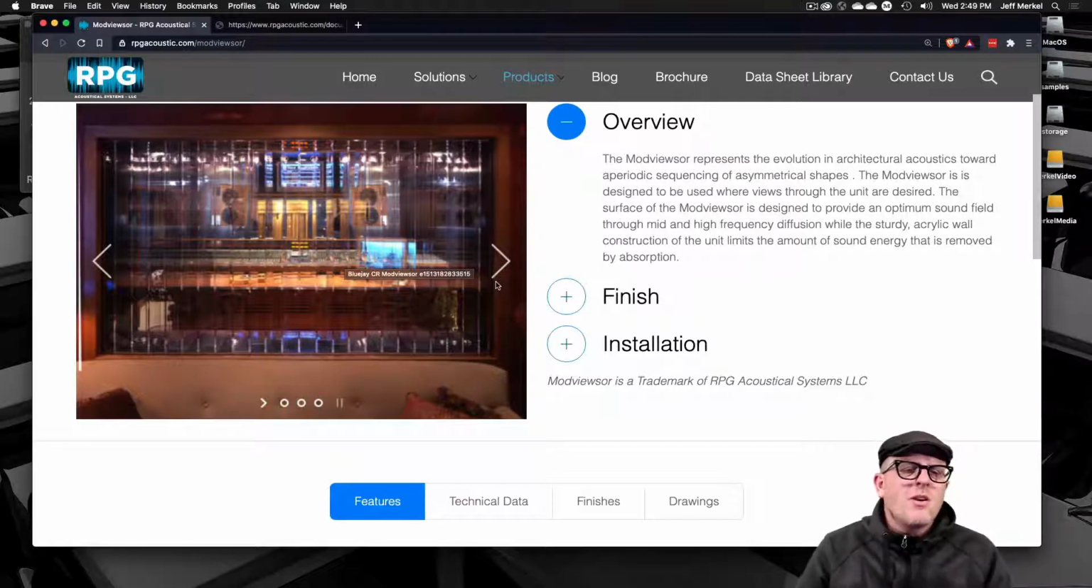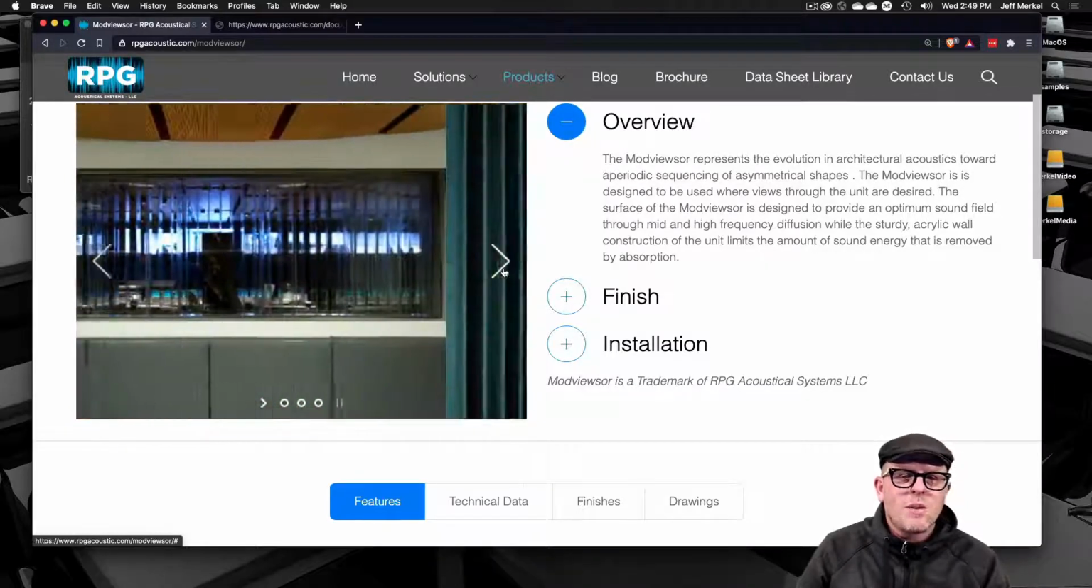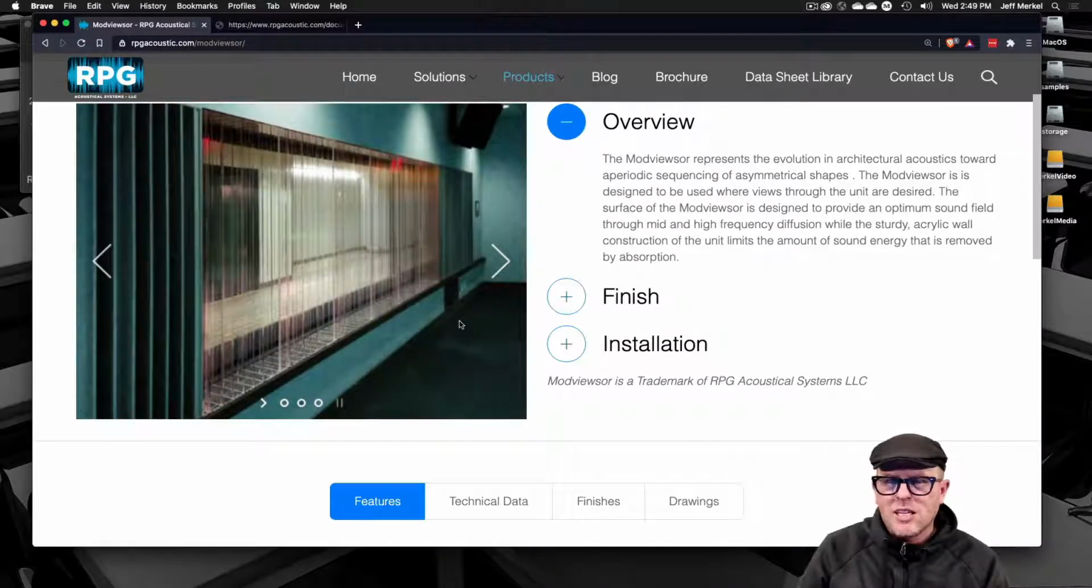So you can put these on windows. If you have a room, you don't want too many outdoor windows because that's going to allow the ambient sound from outside to come through. But this is pretty cool. Visually it's cool. I bet that's stinking expensive, but I think it's pretty neat.